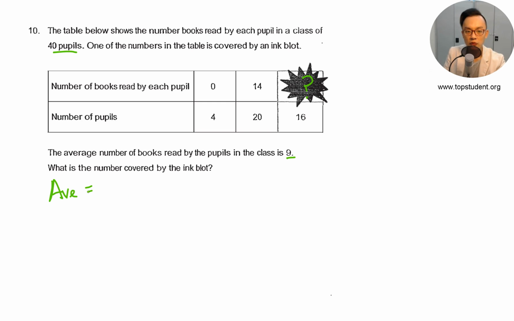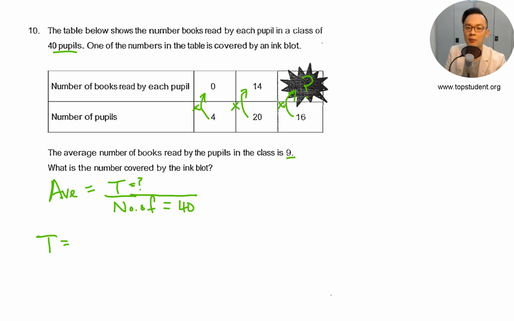The formula for average equals total divided by number of. What is the total in this? Before that, the number of is 40. The total is a question mark and I need to find out this question mark. So total equals this times this plus this times this plus this times this.